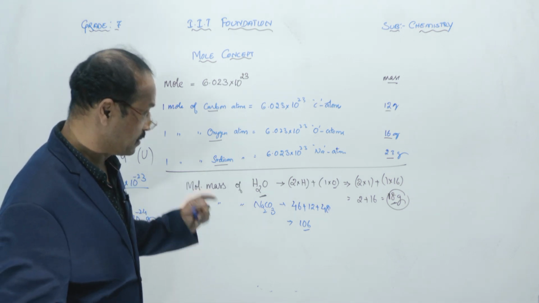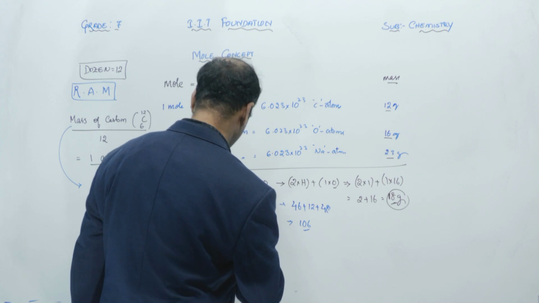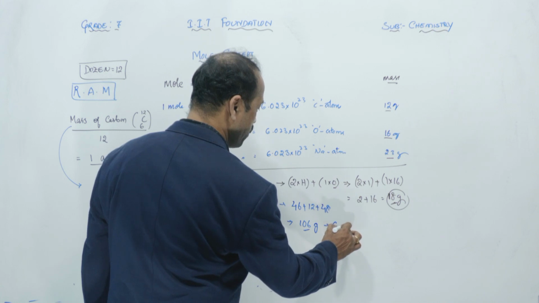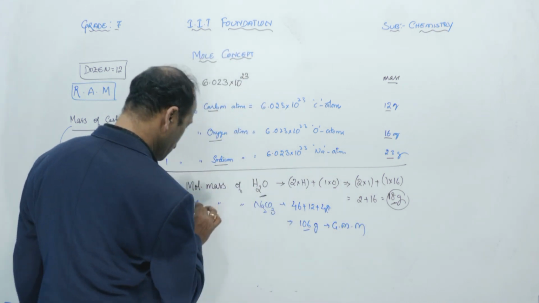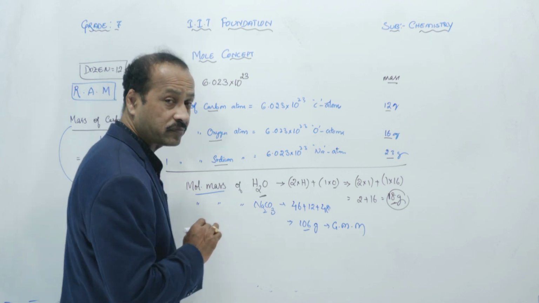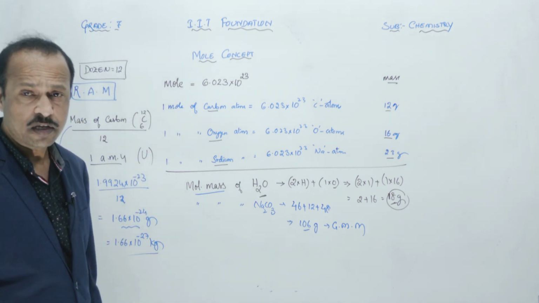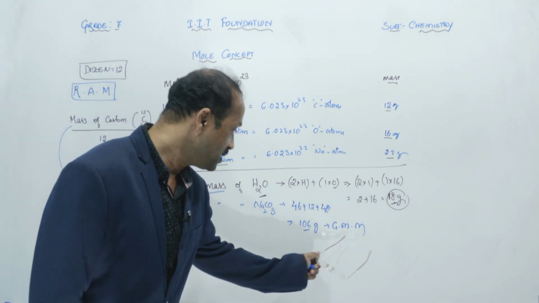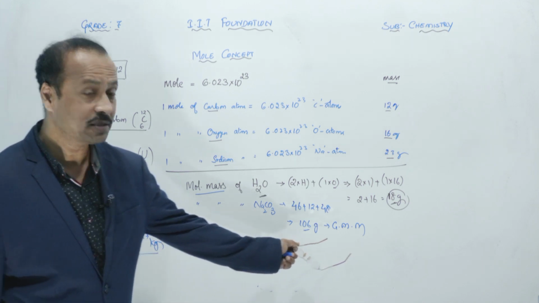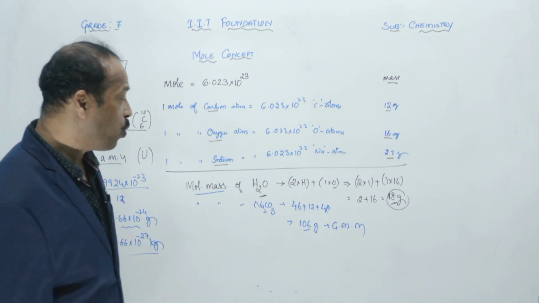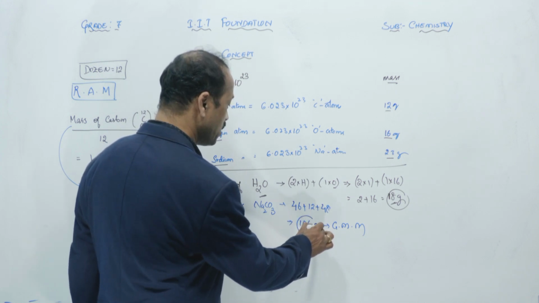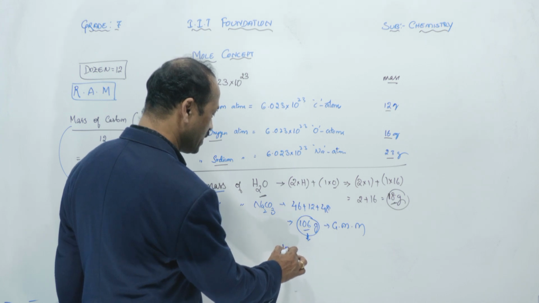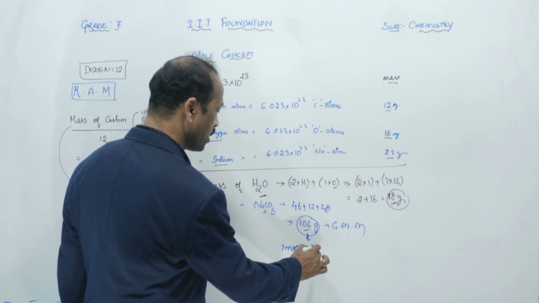If I want to express in grams, so gram molecular mass, I just put the G, so this becomes gram molecular mass. If I don't put G, it becomes only molecular mass. So for molecular mass, there is no units, we are not writing any units. But if you are writing gram molecular mass, then you are writing 106 grams because they are expressing in terms of grams. Now what does this 106 grams represent? 106 grams represent 1 mole of sodium carbonate.